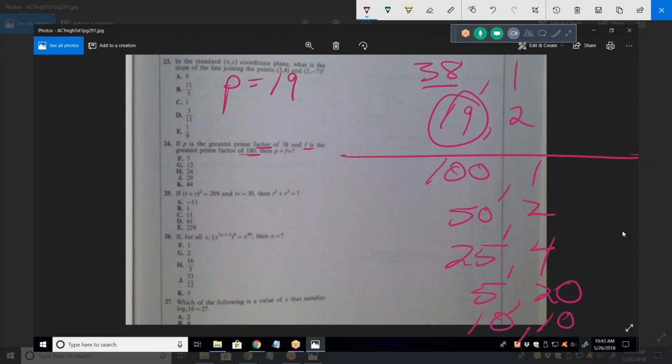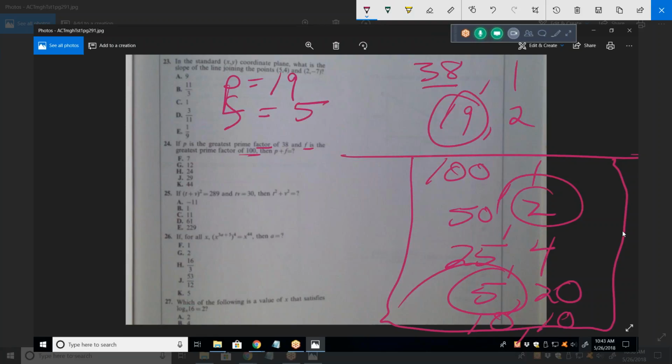Of all the numbers on that list, what is the greatest prime factor? In other words, out of all 10 of those numbers, which is the greatest prime number? What's the biggest prime number? 25. 25 is not prime. If I can divide it by something other than 25, it's not prime. Remember what prime is. It can only be divided by itself or 1. Two's prime. What other number in that list is prime? 5. That's it. Those are the only two. So F is 5. Now what's P plus F? 24.